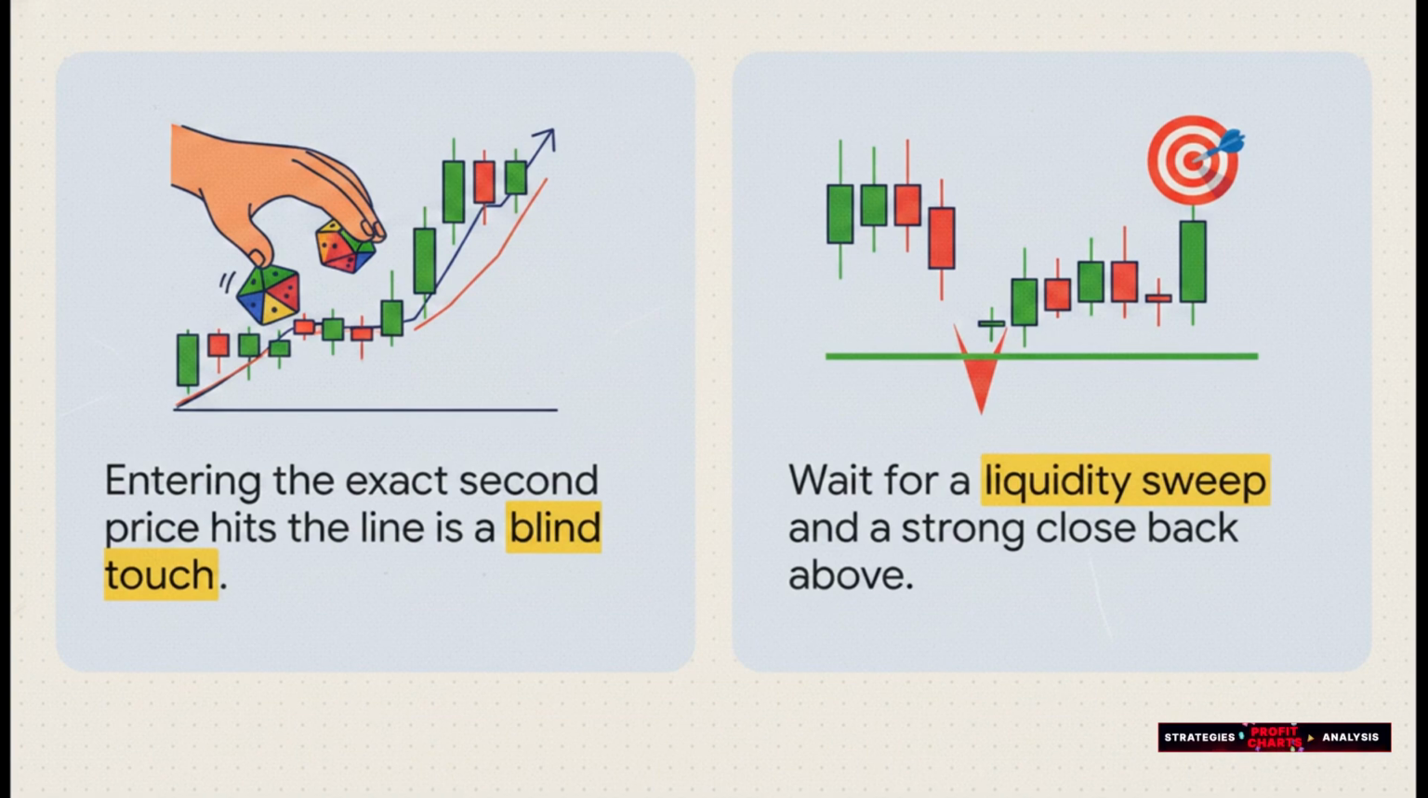Let's say you're looking at a 5-minute Bitcoin chart. Let the price dip just a tiny bit below your trend line. Let the impatient breakout traders start shorting and the impatient bounce traders get stopped out. Once you see a strong, aggressive candle close right back above the trend line, boom, that's your entry. You're entering after the trap has already been sprung.